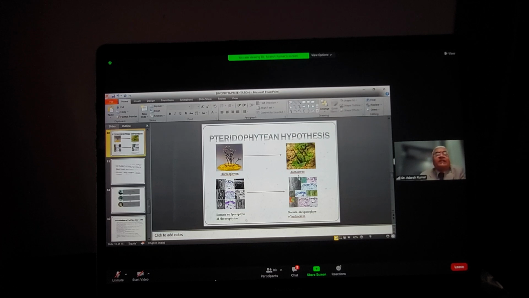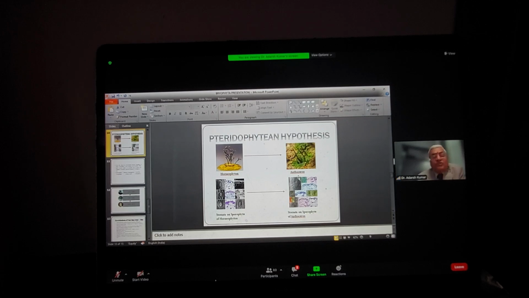This is the second theory. This theory is the pteridophytean hypothesis. The supporters of this theory believe that bryophytes are descendants of the pteridophytes. The reduction took place in pteridophytes, and by the reduction, the bryophytes evolved.